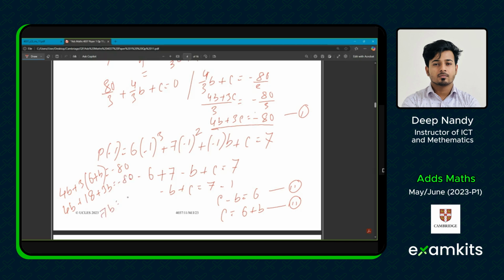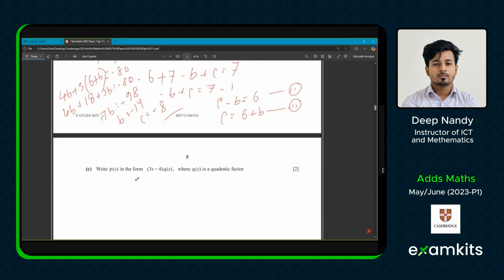7b equals minus 80 minus 18, that is minus 98. b equals minus 98 divided by 7, that equals minus 14. b equals minus 14. Putting it in equation 3, 6 plus minus 14 equals negative 8. So the value of b is minus 14 and the value of c is negative 8. That's good.